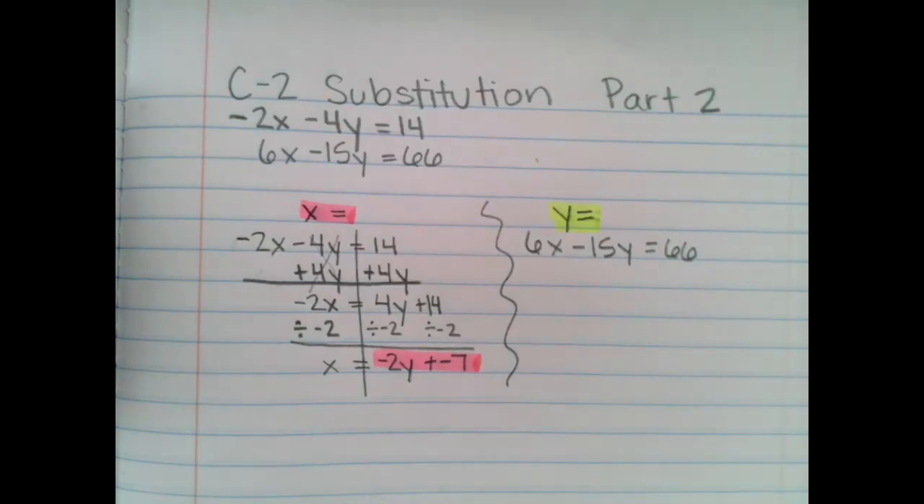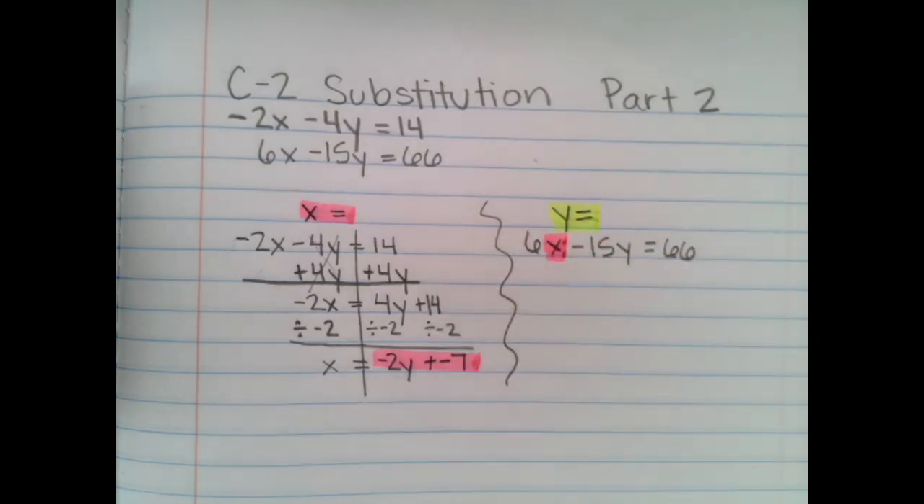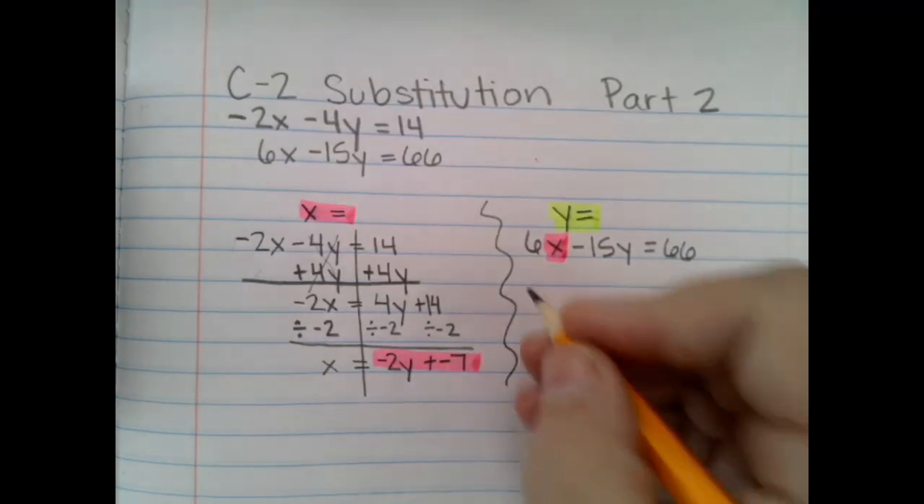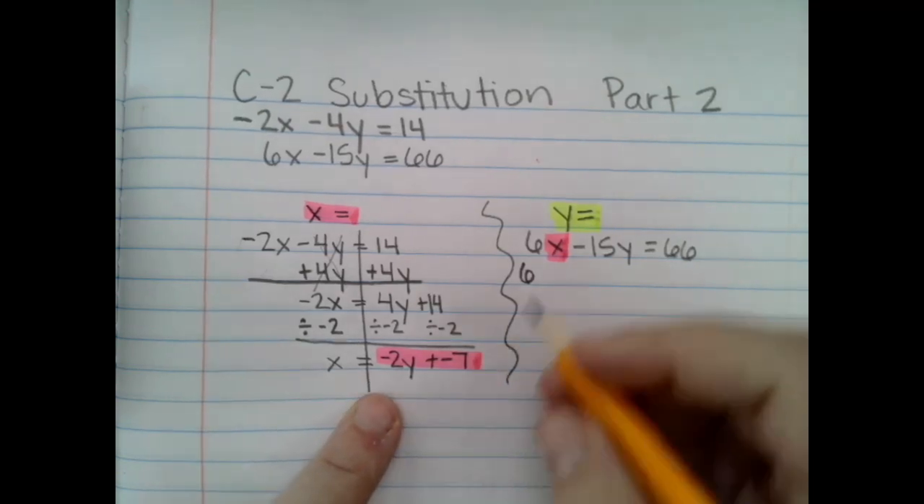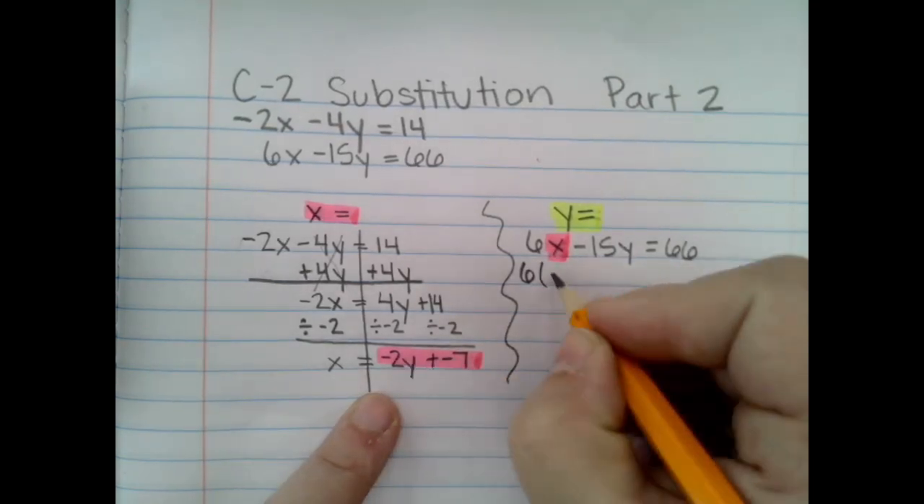But what did I already know? What did we already solve for? X or y? X. So I'm going to replace that x with that amount that I already have. So I'm going to say 6, and then parentheses, negative 2y plus negative 7.